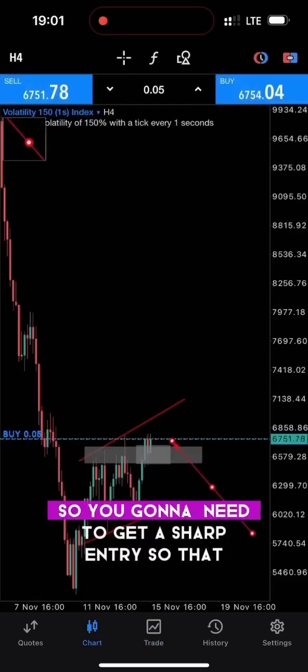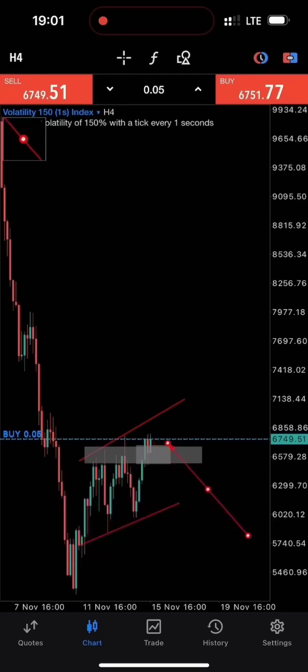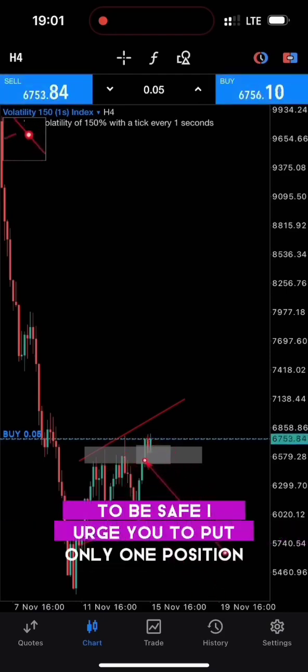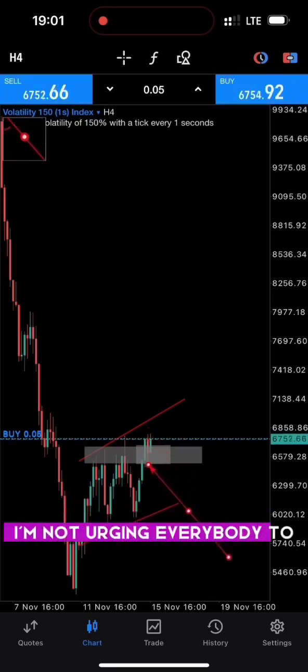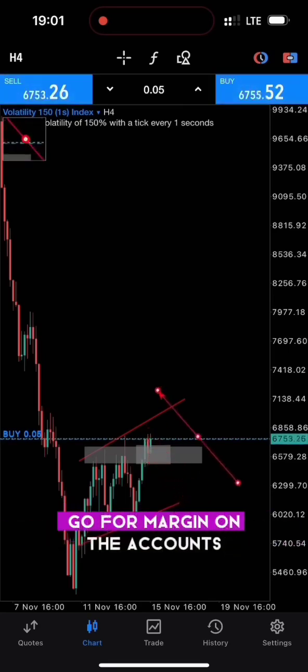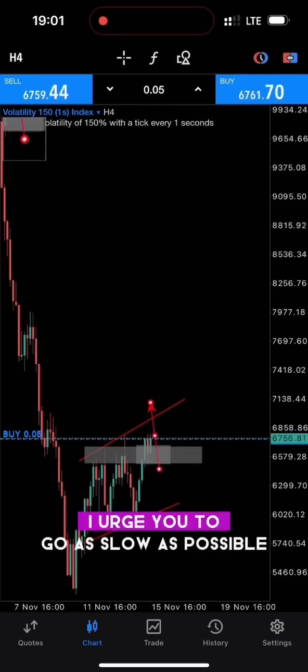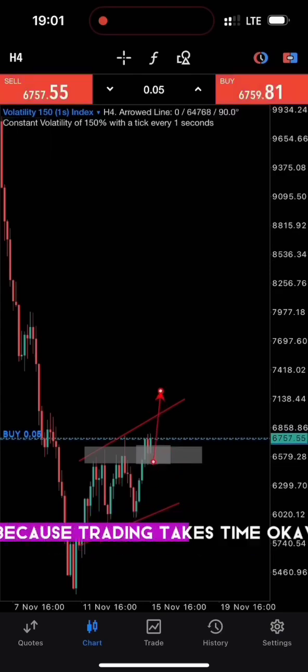You're going to need to get a sharp entry so that your account does not blow. To be safe, I urge you to put only one position. Don't try to follow me here. I'm not urging everybody to go full margin on their accounts. I urge you to go as slow as possible because trading takes time.